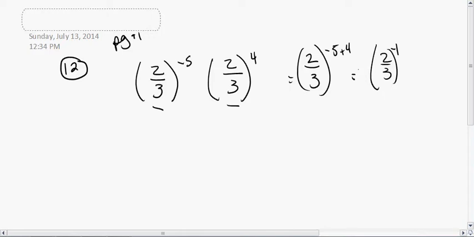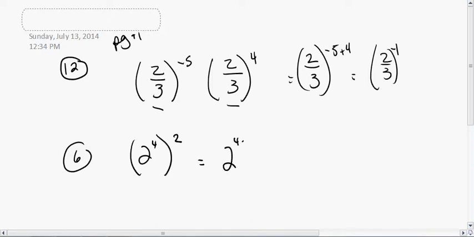Let's do another one where we've got something with parentheses. How about number 6. Number 6 says 2 to the 4th, squared. And I can think about that one of two ways. I can remember the shortcut rule, which just says to multiply the exponents and go 2 to the 4 times 2, or 2 to the 8th, right? 4 times 2 is 8.